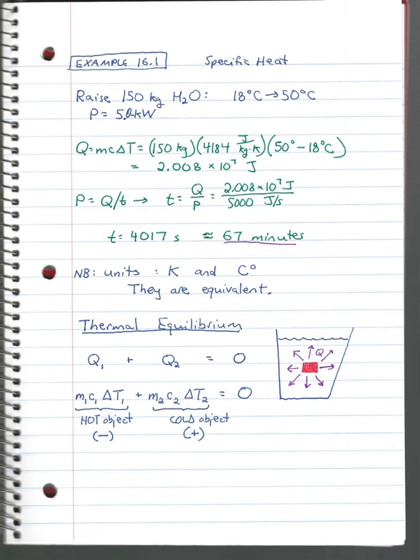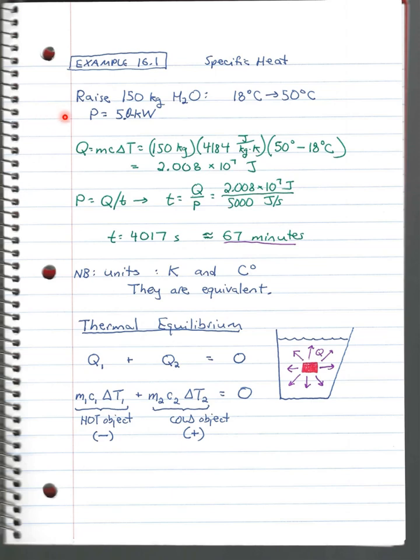Let's look at example 16.1 in the book. It says your whole family has showered before you, dropping the temperature in the water heater to 18 degrees Celsius. If the heater holds 150 kilograms of water, how much energy will it take to bring it up to 50 degrees Celsius? If the energy is supplied by a 5 kilowatt electric heating element, how long will that take? All right, so the problem at hand is we need to raise 150 kilograms of water. We're raising it from 18 degrees Celsius to 50 degrees Celsius, and the power is 5 kilowatts.